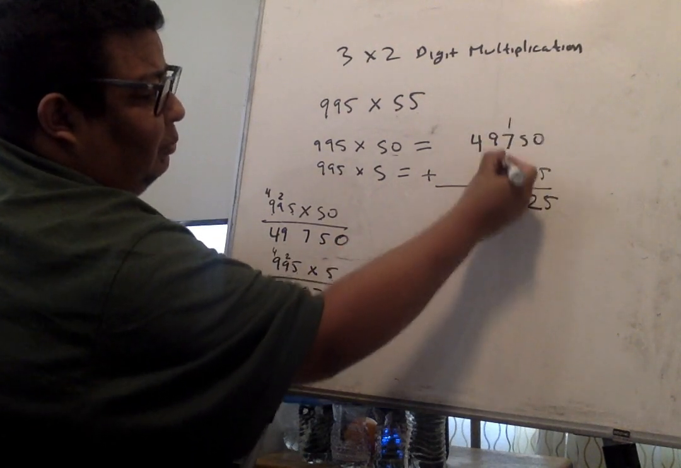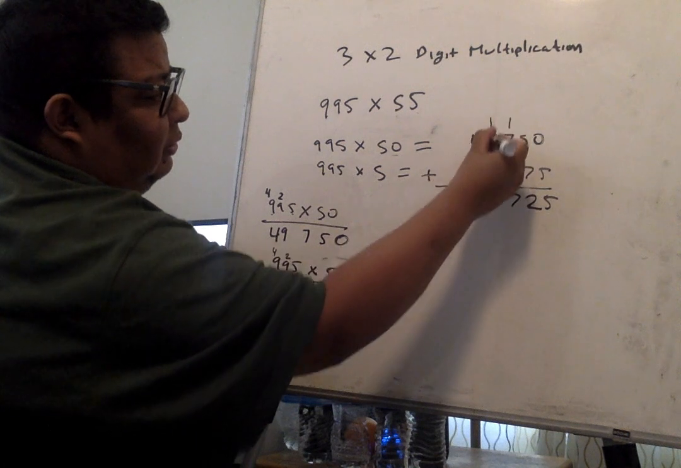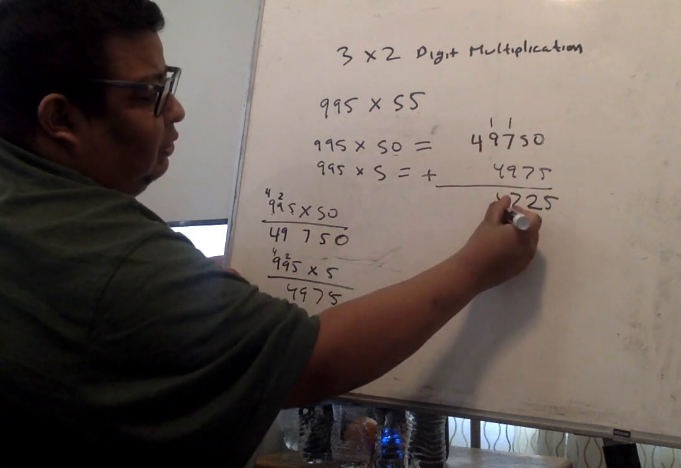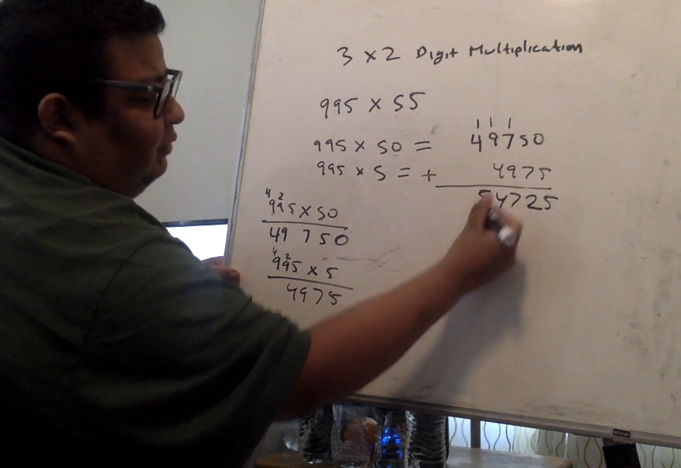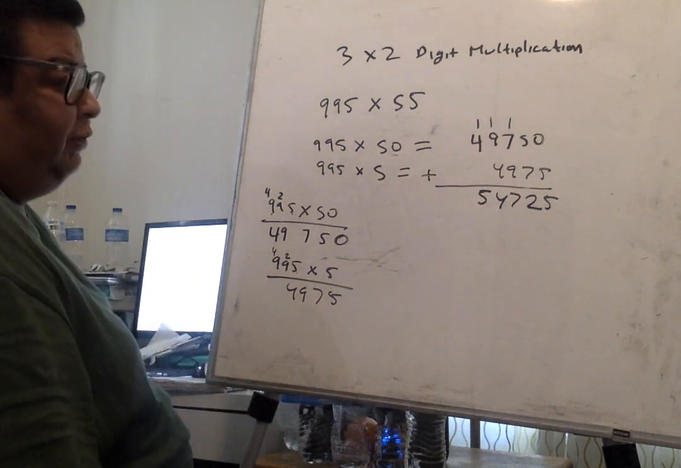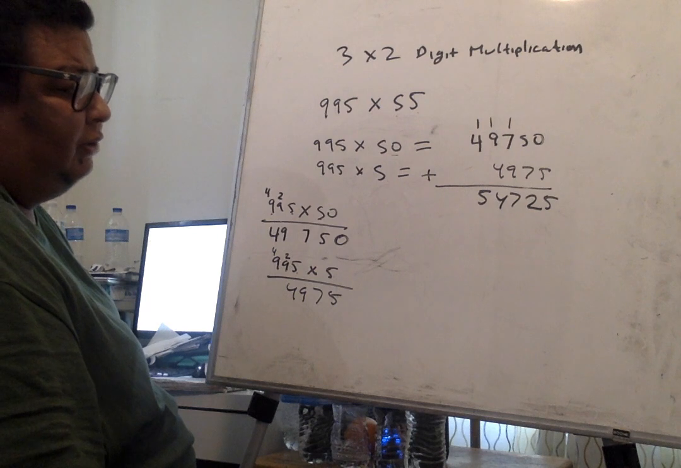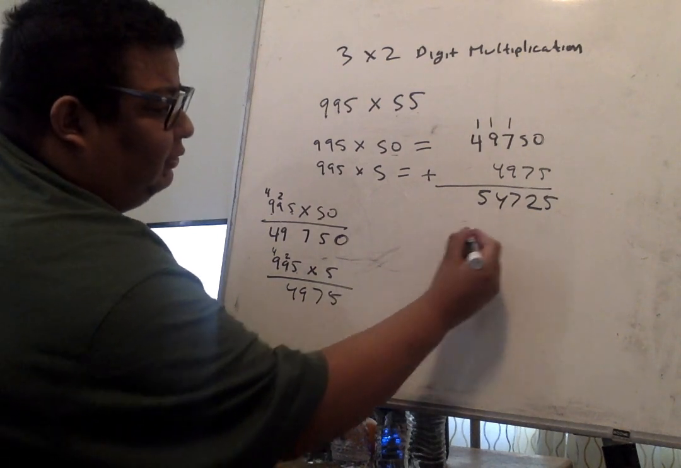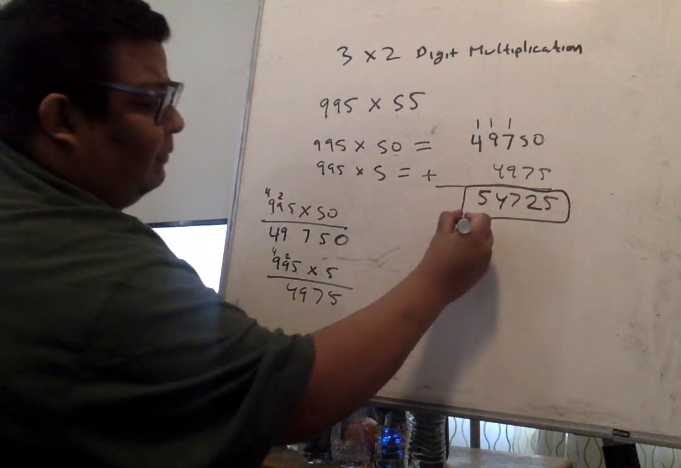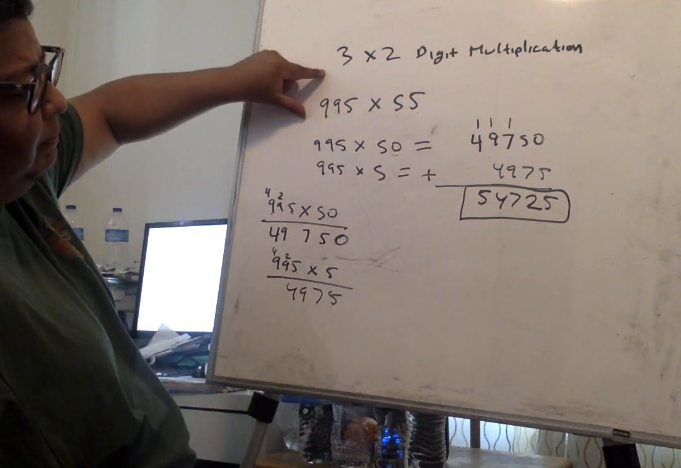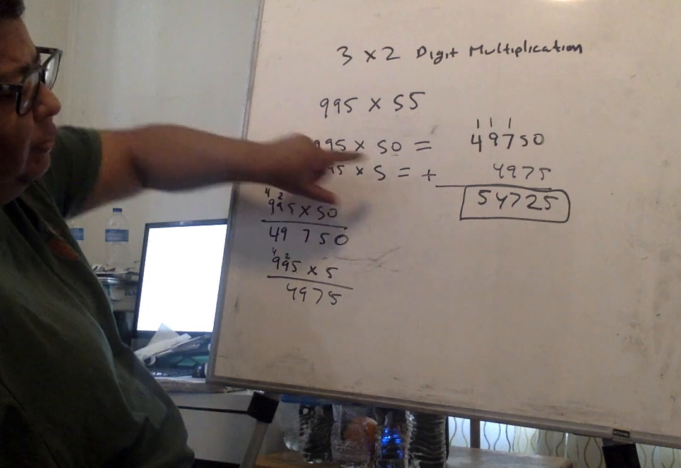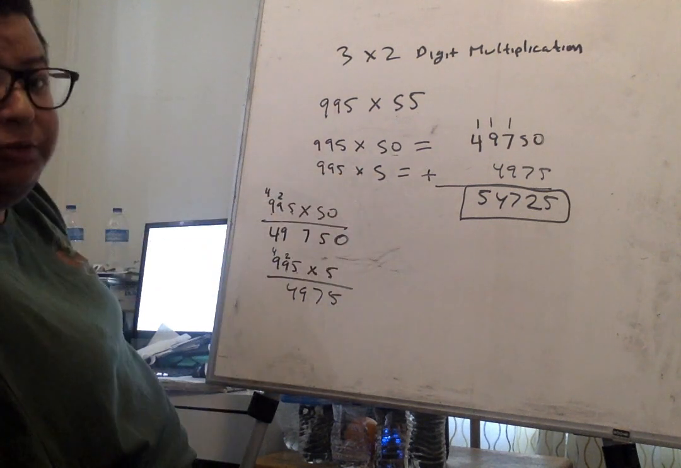9 plus 8, 17, goes 1. 10 plus 4, 14, goes 1, so 4 plus 1 is 5. So the answer is 54,725. That's the final answer. So that's the way you do it. You break down the big problem into two problems, you add them up, and you get a final result.